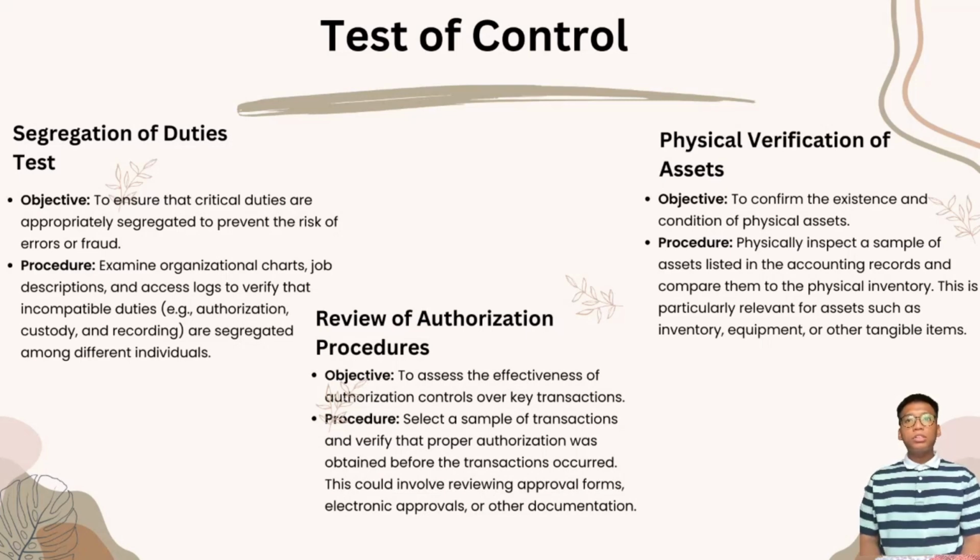The last one is physical verification of assets. The objective is to confirm the existence and condition of physical assets. The procedure is to physically inspect the sample of assets listed in the accounting records and compare them to the physical inventory. This is particularly relevant for assets such as inventory, equipment, or other tangible items.